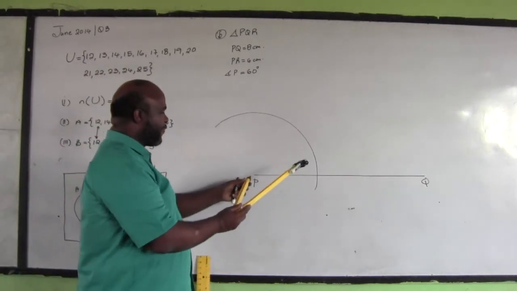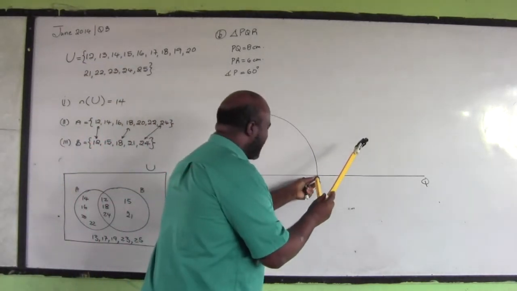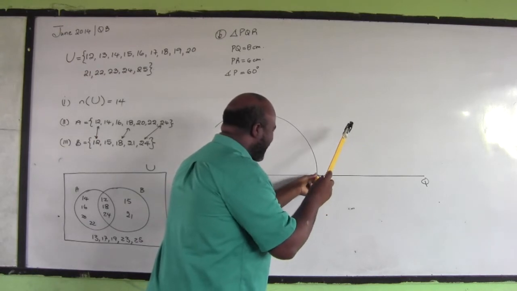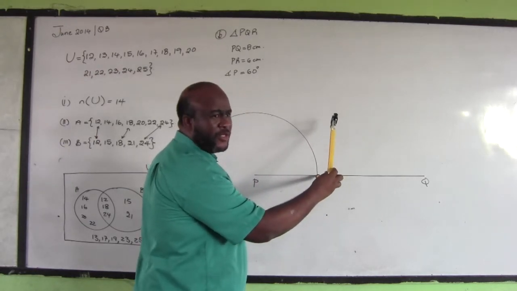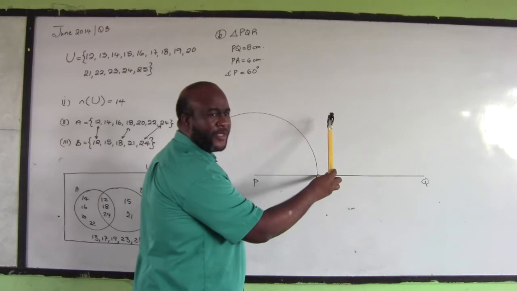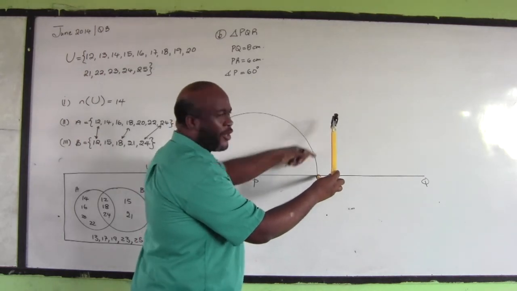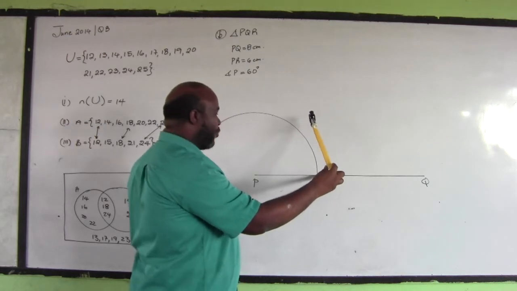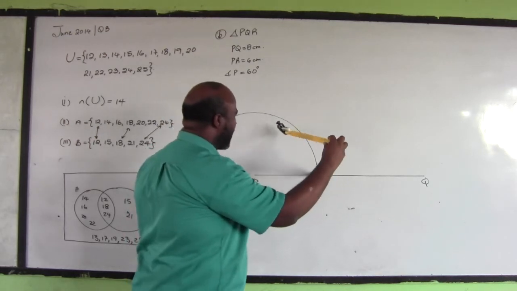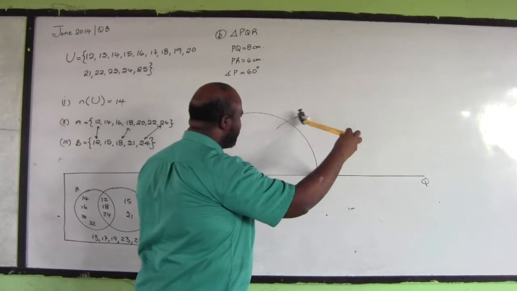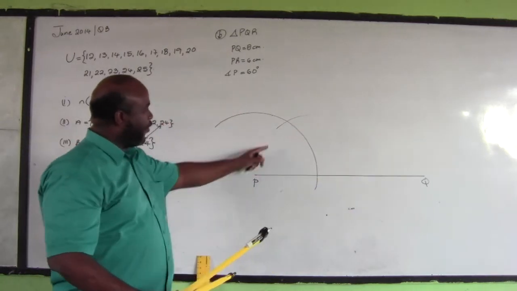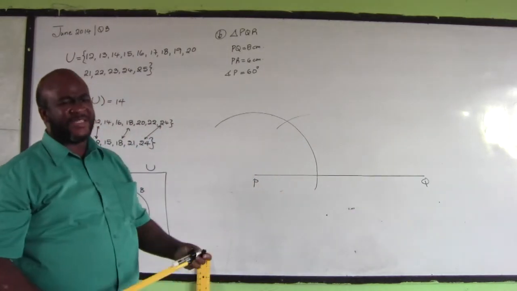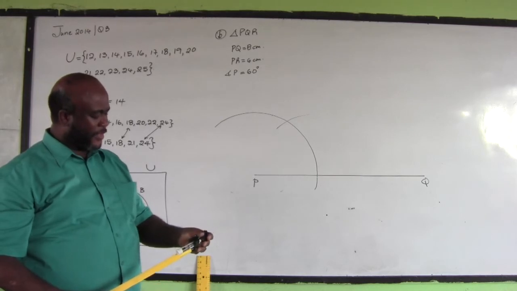Then you move the metal tip from P and put it here, where the arc cuts the line, again without shifting the compass. You must not shift the compass. The distance between here and here must not decrease or increase. Put it here and scribe another arc. A line from P through here will give me 60 degrees.